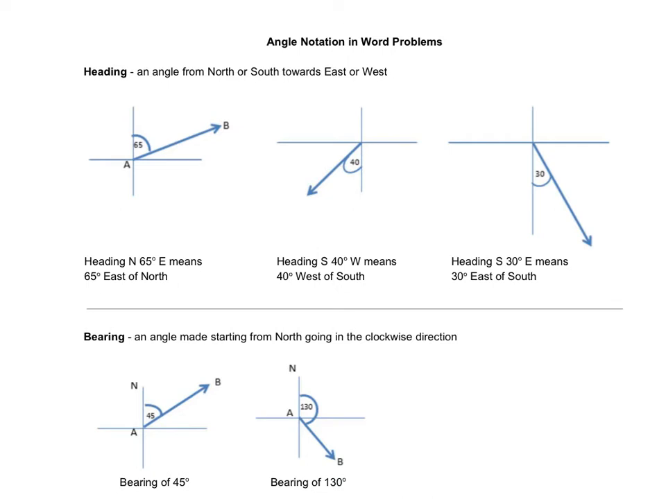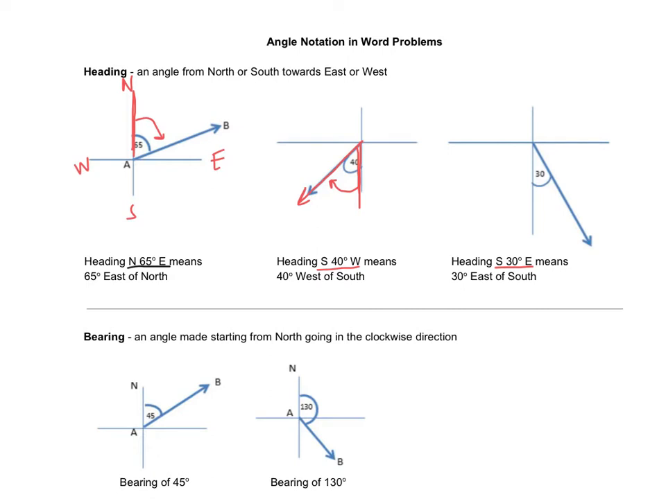For example, the first heading is north 65 degrees east. This just means you're going to start in the north position, so right here, north, east, south, west, and you're going to go 65 degrees towards the east. The next one is south 40 degrees west, meaning I'm going to start in the south direction and move 40 degrees towards the left because that's the west direction, which means the person or object is moving in this direction here. And finally, south 30 degrees east.